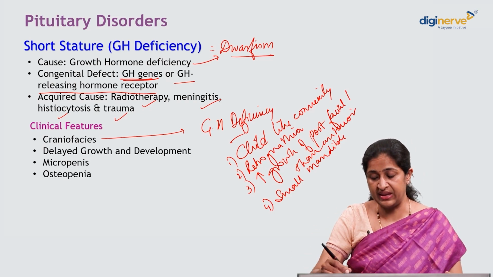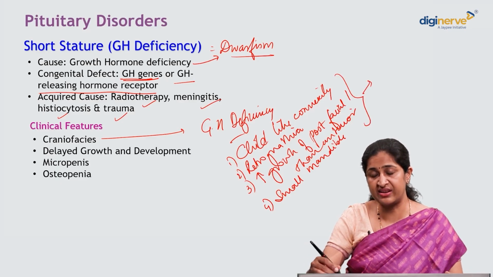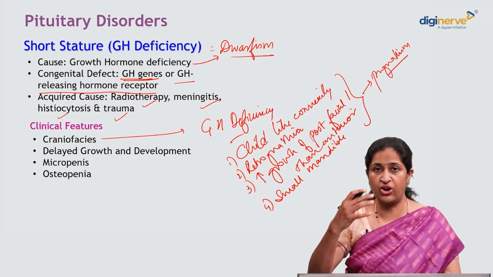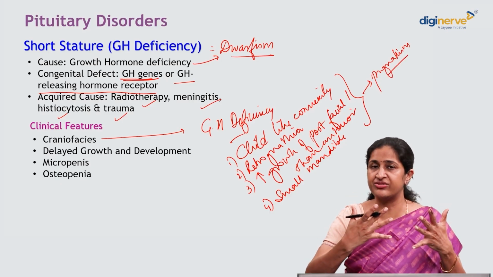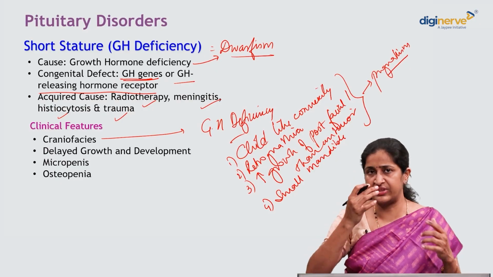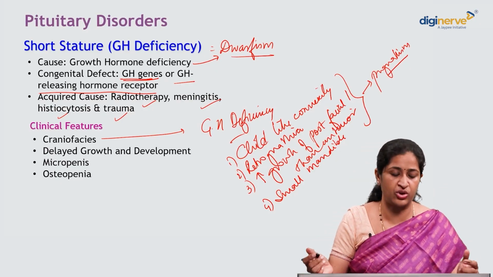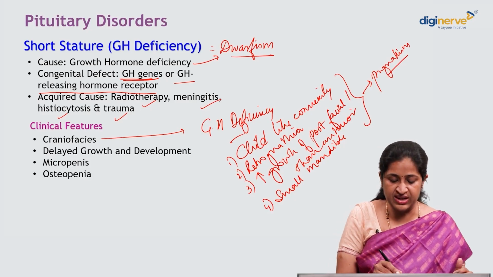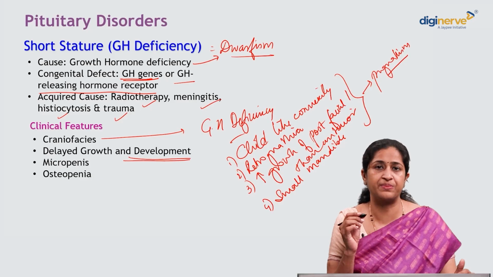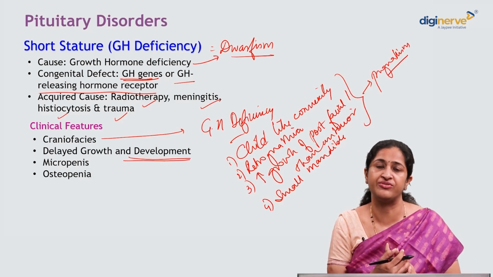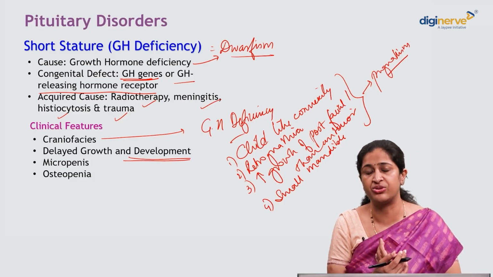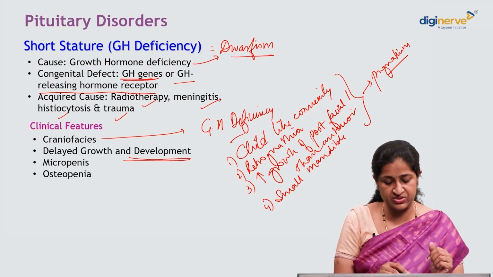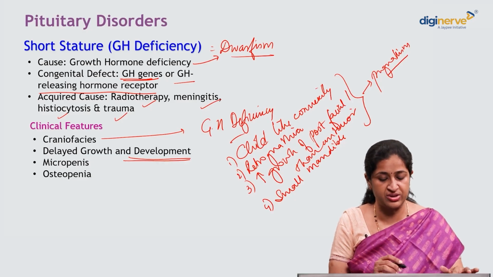Once you have therapy with growth hormone therapy, this can result in prognathism, elongation of the face, widening of the face, and increased width of the nasolabial furrow. There is also delayed growth and development of the child. Now, this delayed development is plus minus. We have seen some children with dwarfism who have delayed achievement of milestones, and I have seen some dwarfism children who also have normal attainment of milestones. Micropenis and osteopenia also occur.